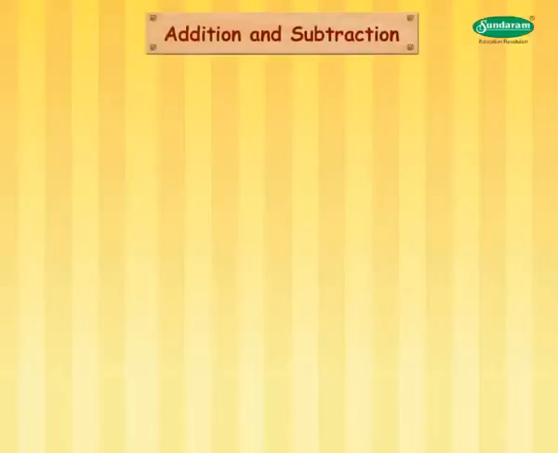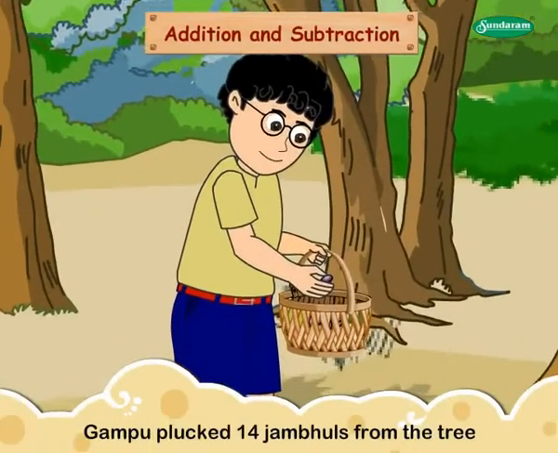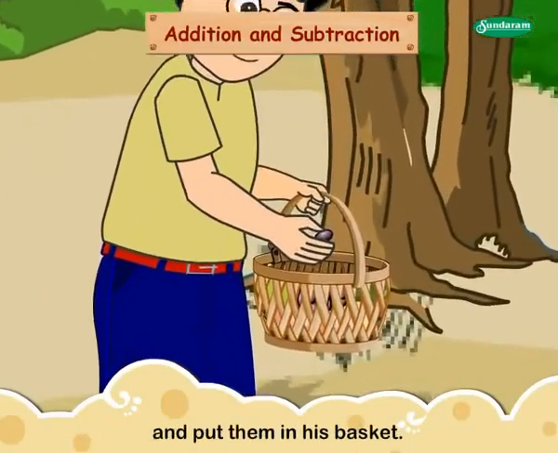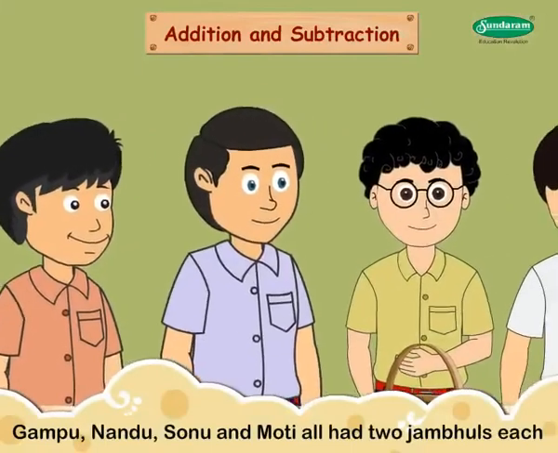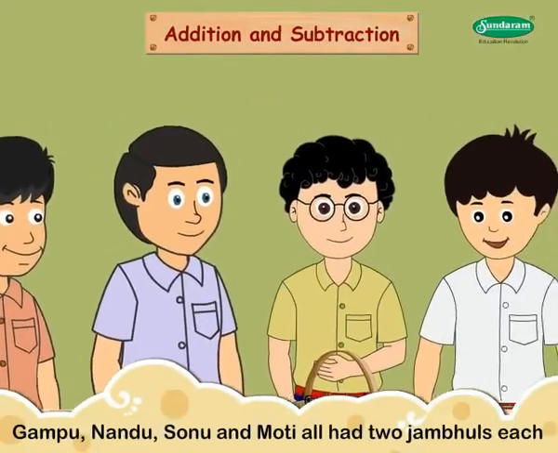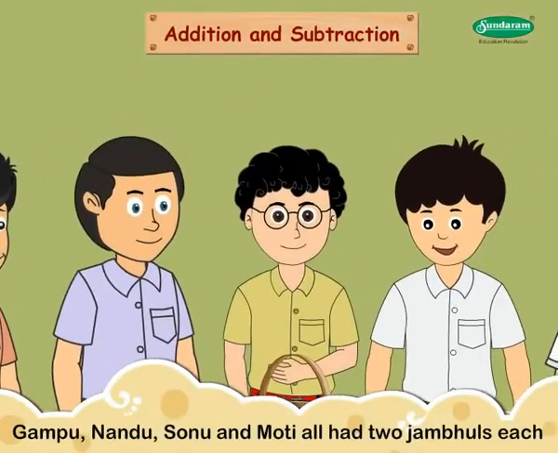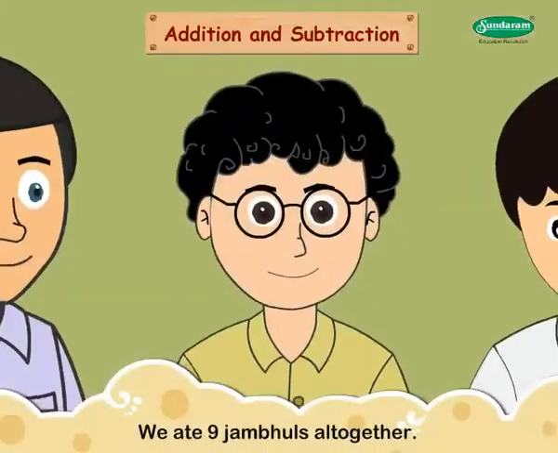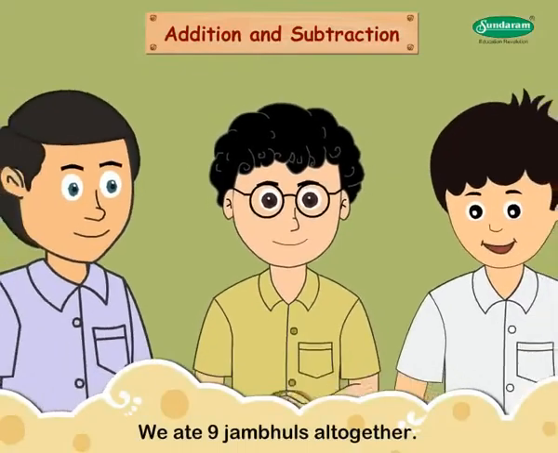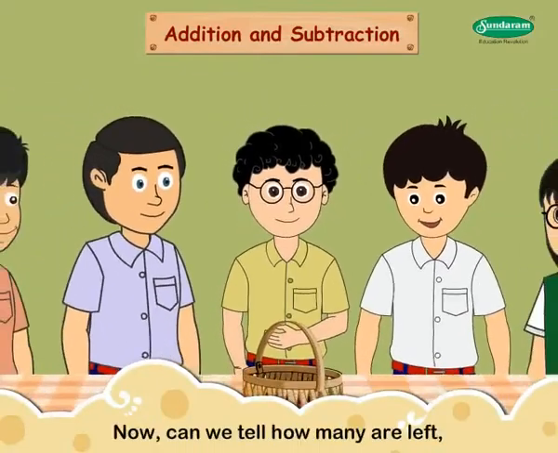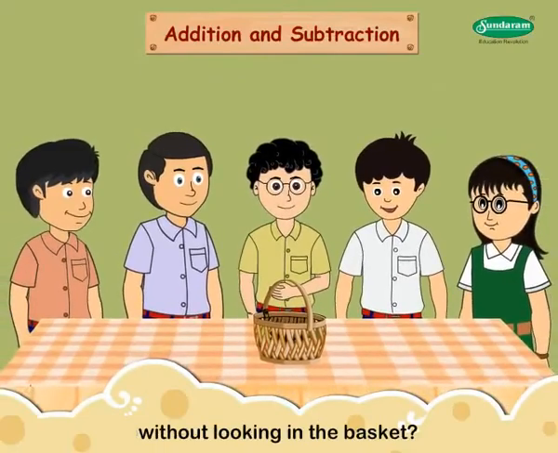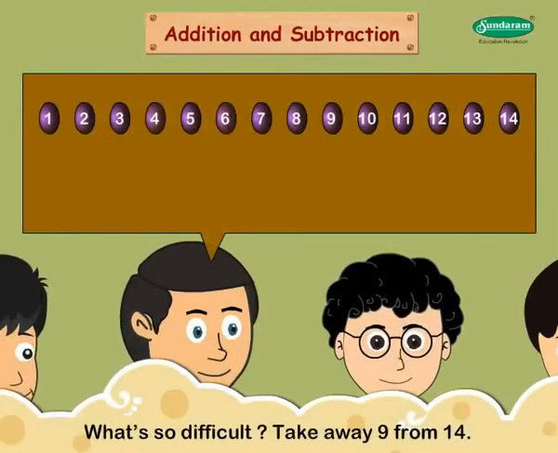Addition and subtraction. Kampu plucked 14 jumbles from the tree and put them in his basket. Kampu, Nandu, Sonu and Moti all had 2 jumbles each, but Mani had only 1. We ate 9 jumbles together. Now, can we tell how many are left without looking in the basket? What's so difficult? Take away 9 from 14.